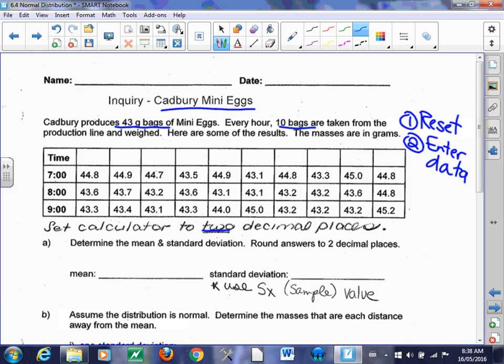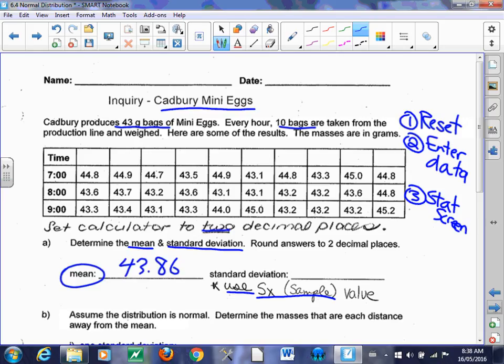Okay, and before we can do anything to normal distribution, we got to find the mean and the standard deviation. So remember, you need your stats screen up. Okay, and remember, you go STAT over to CALC and you choose 1-Var Stats. Okay, plug that in your calculator. You're going to get a mean of 43.86. And because this is just a sample, we're using the Sx value for standard deviation, 0.77. Okay?